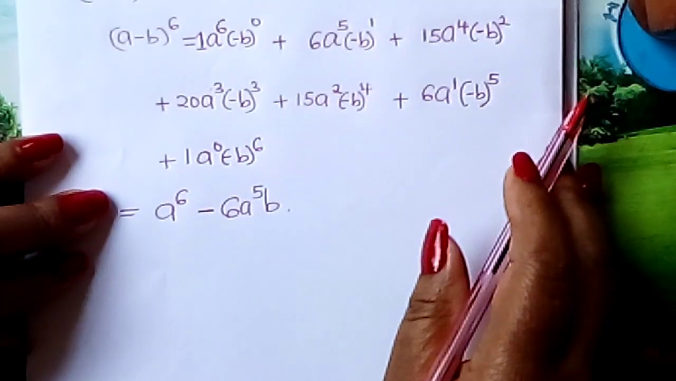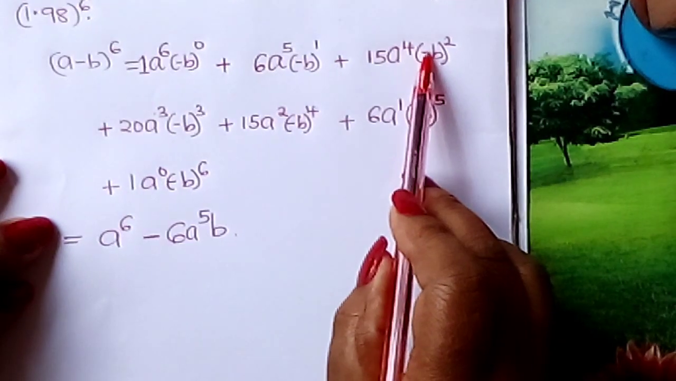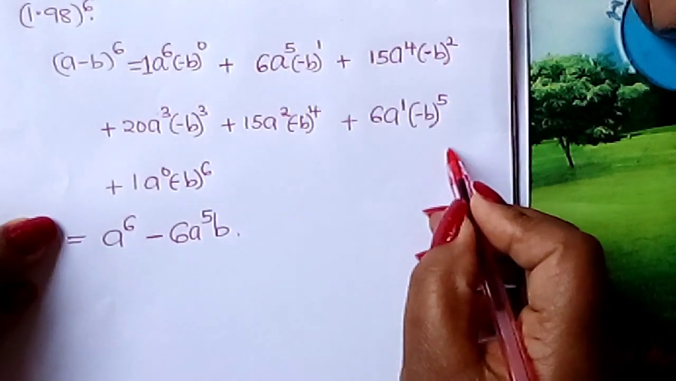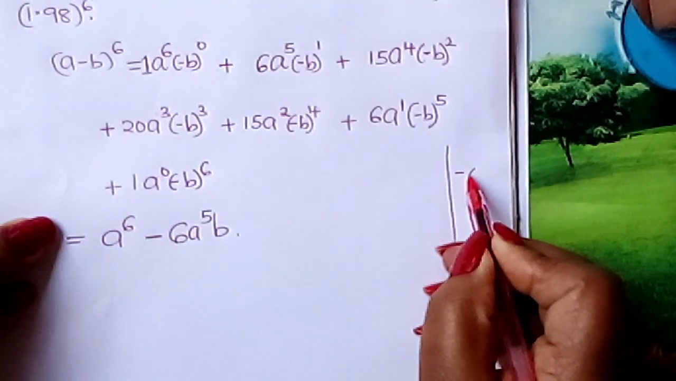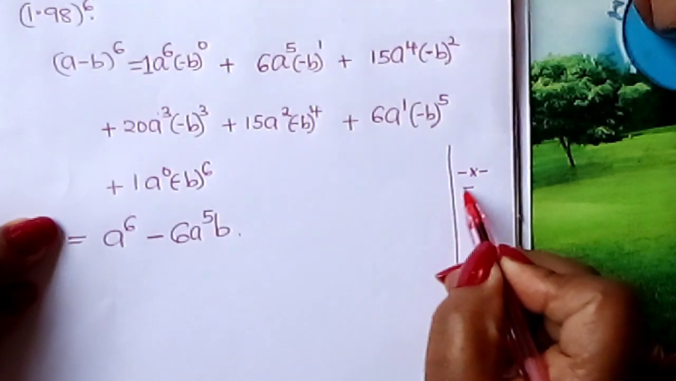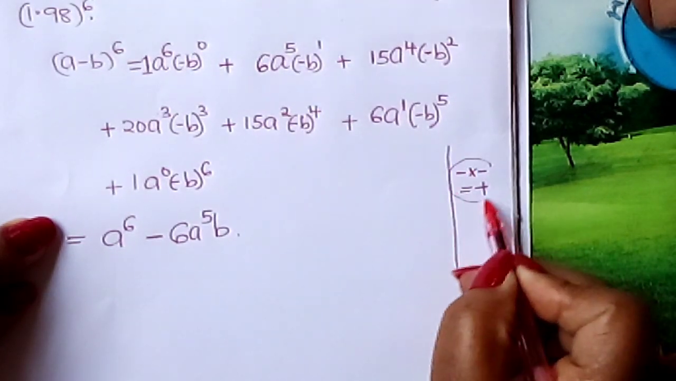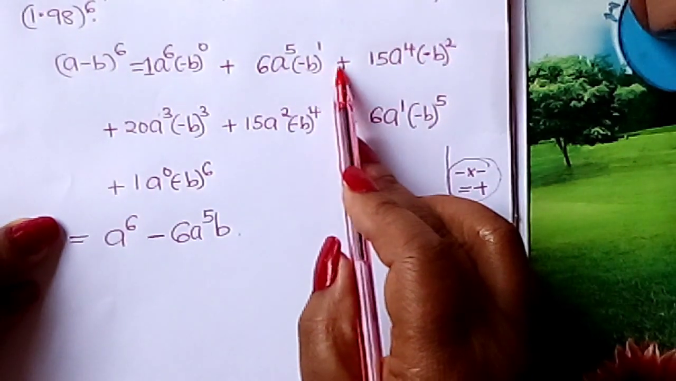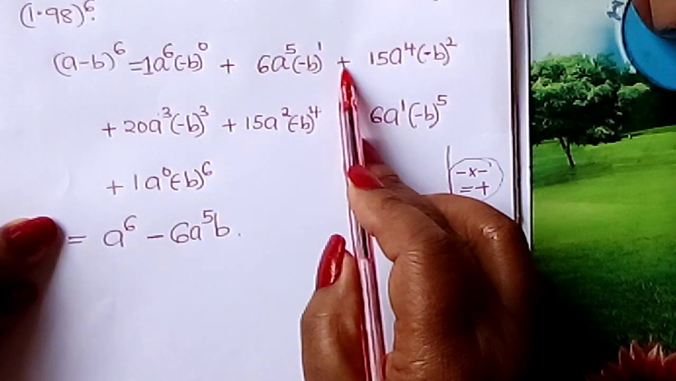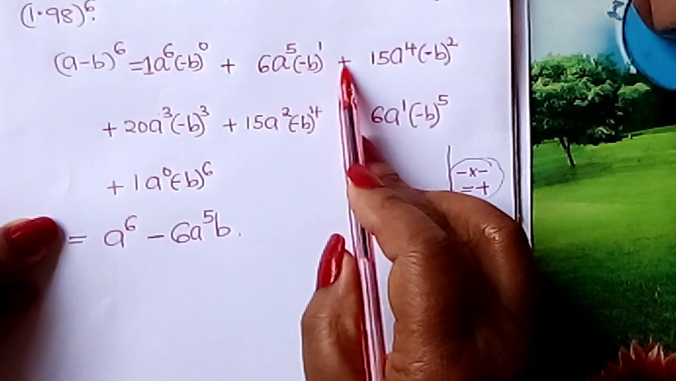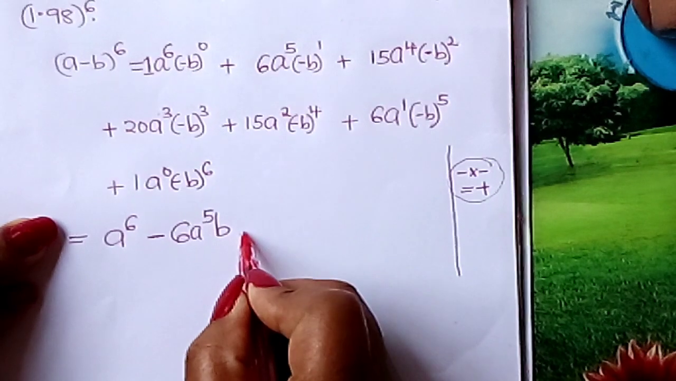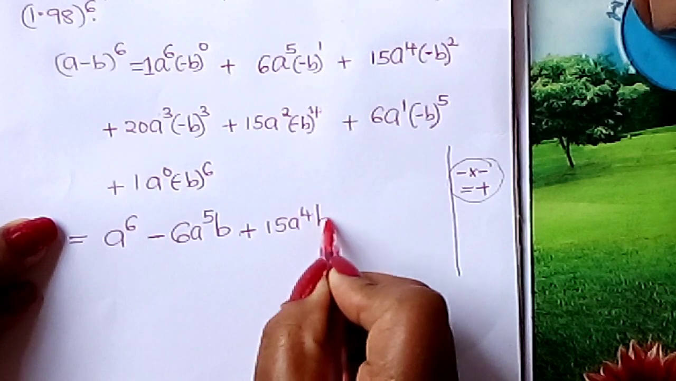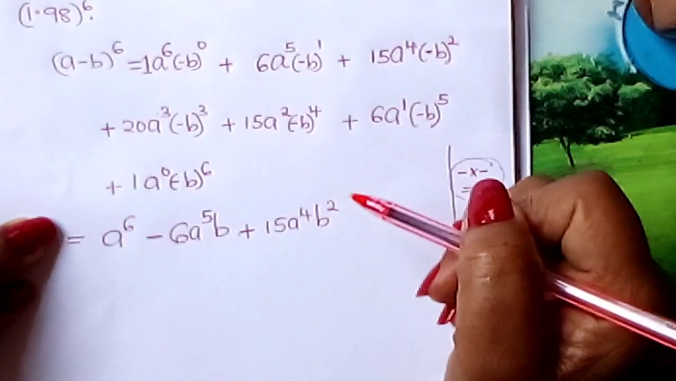We go to the third term, learner. Look at this, minus b squared. We start with minus. Minus squared, learner, is what? In other words, minus times minus is what? Minus times minus gives us plus. And therefore minus squared is plus. So plus followed by plus gives it a positive sign. So this term will have plus, then you write 15, a raised to 4, then b squared.